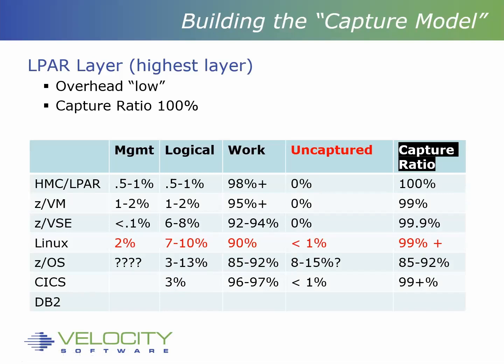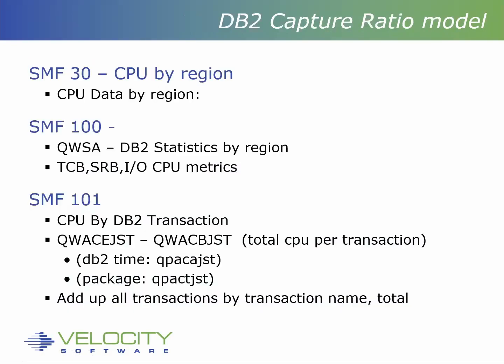So the next one I looked at was DB2, kind of a later project. DB2 is a lot more complicated than Kix from a lot of perspectives. There's a lot more moving parts. But I was interested in just looking at the statistics by the region: how accurate are they, compared to the SMF 30s? Then I was looking at the transaction records to see if they add up.